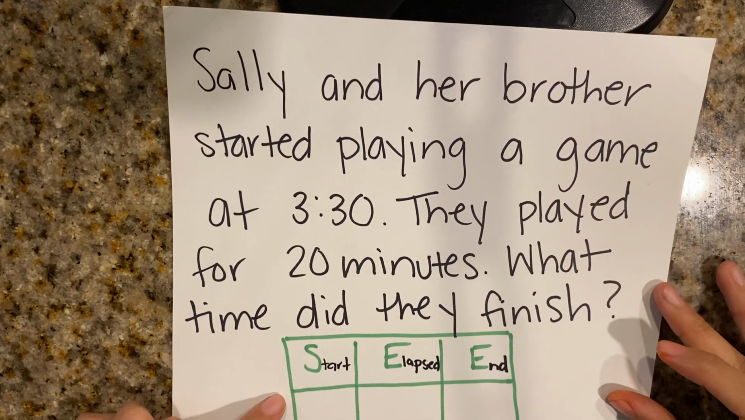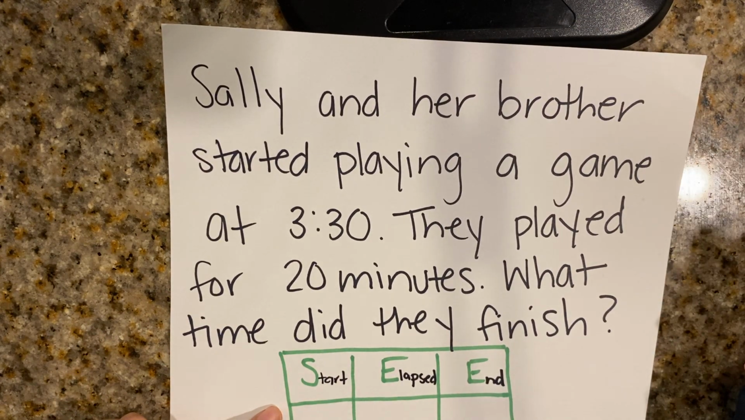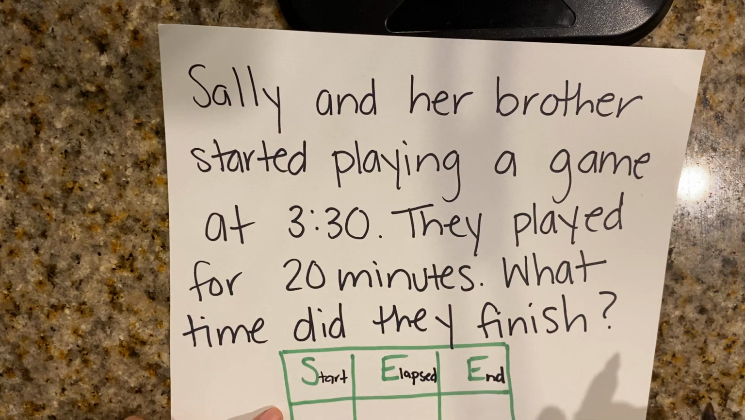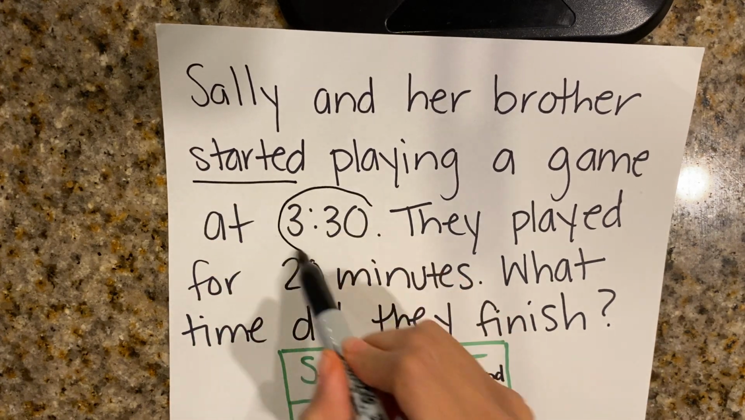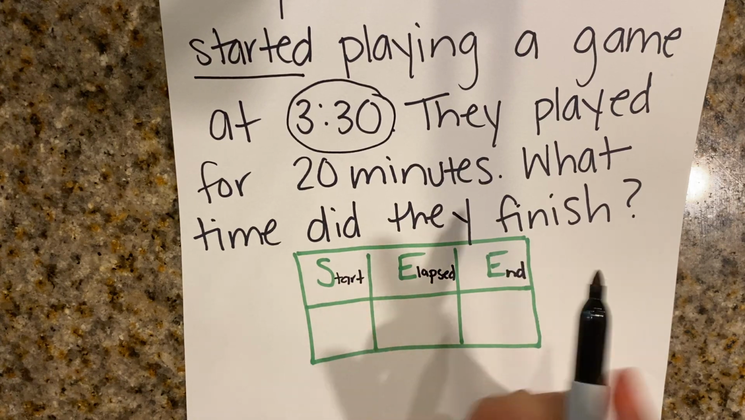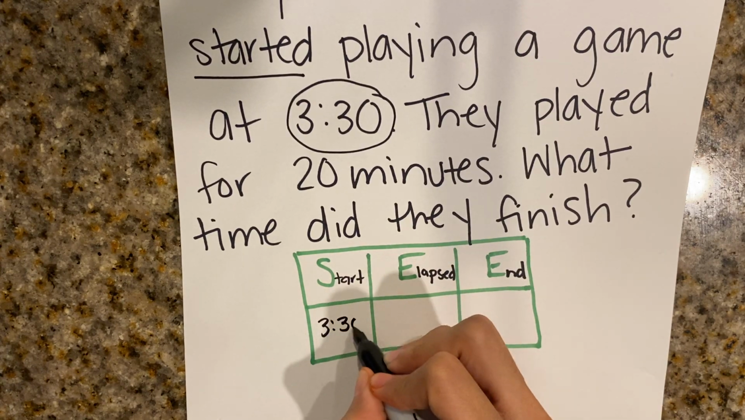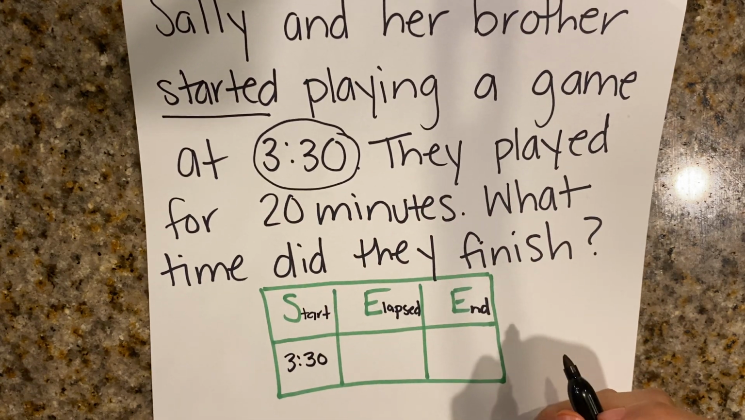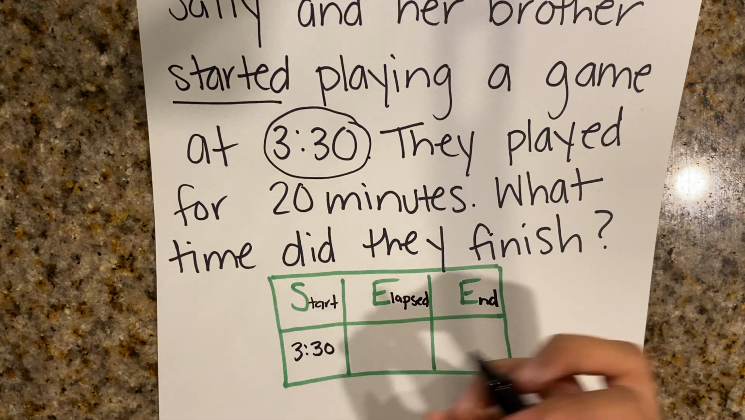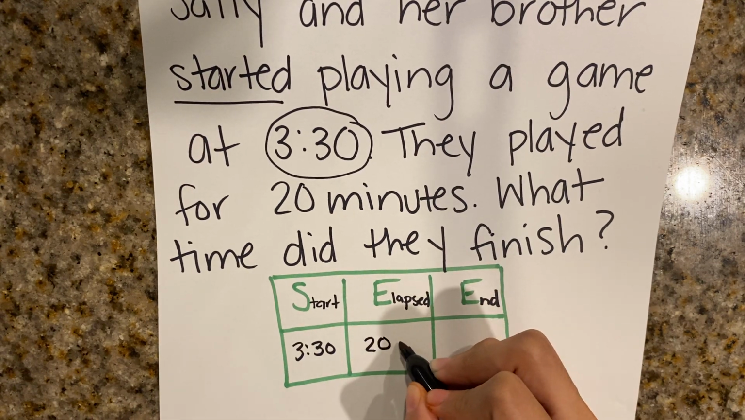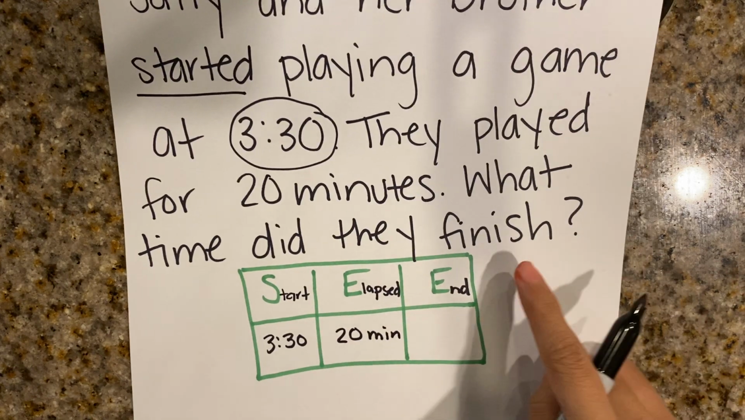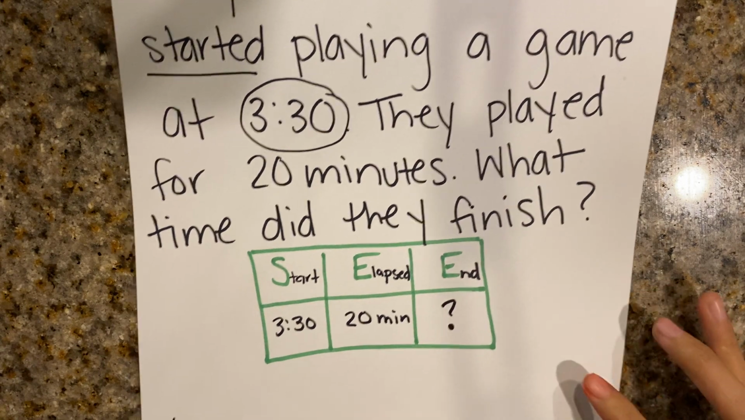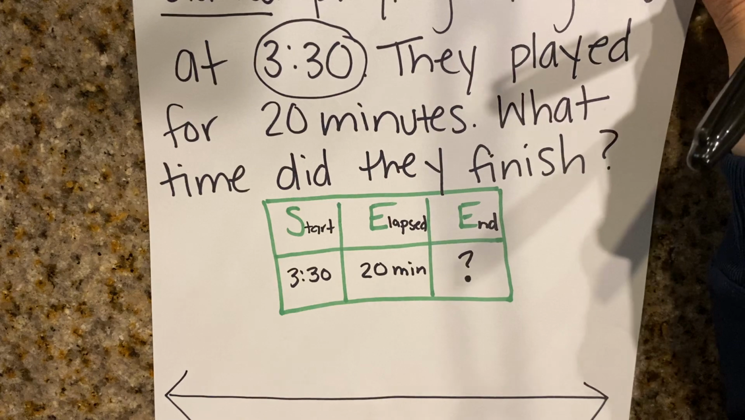Looking back at our problem, we know that they started playing the game at 3:30. So we know our start time. Our start time was 3:30. They played for 20 minutes. That would be our elapsed time, the duration of the time. So it took exactly 20 minutes. The question is asking, what time did they finish? So what is our end time? We don't know. That is what we are trying to solve for.